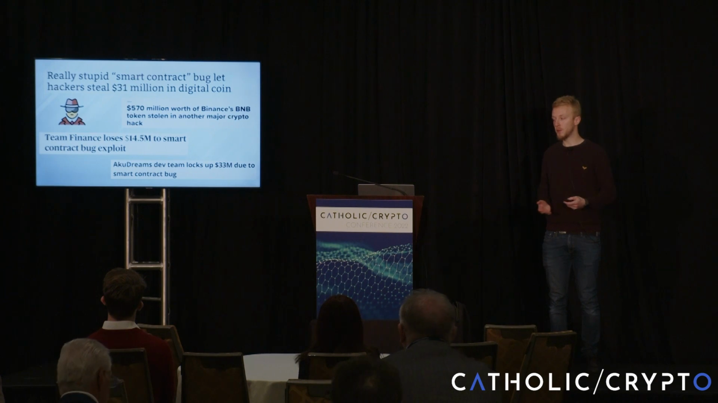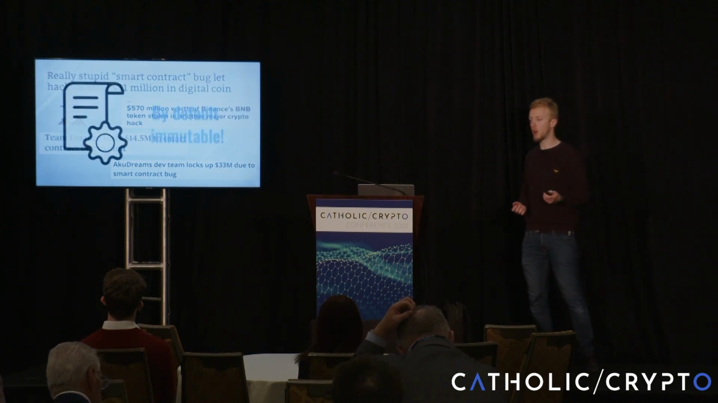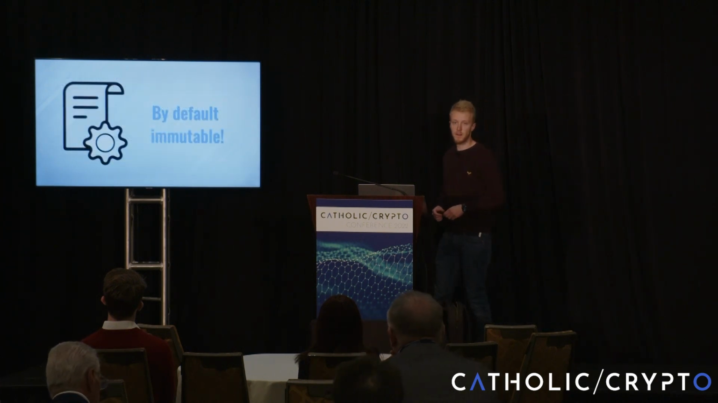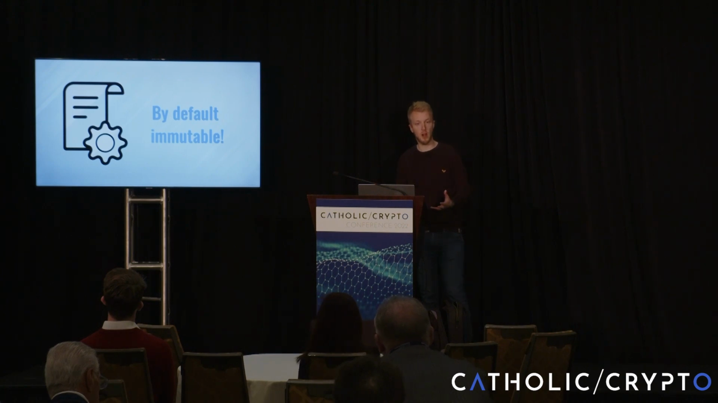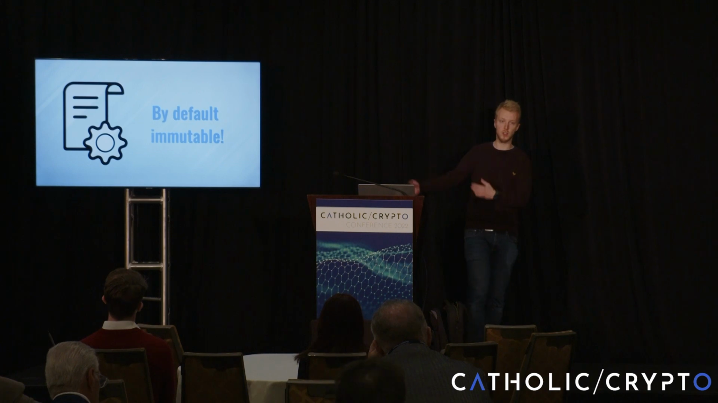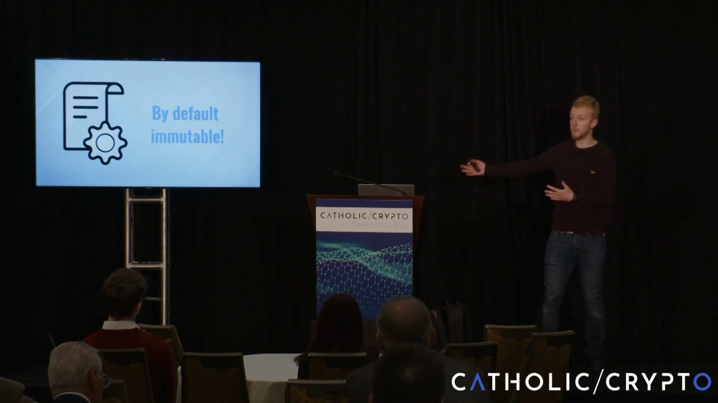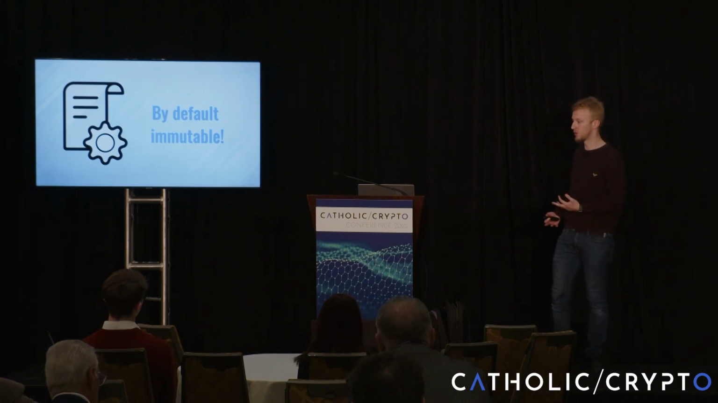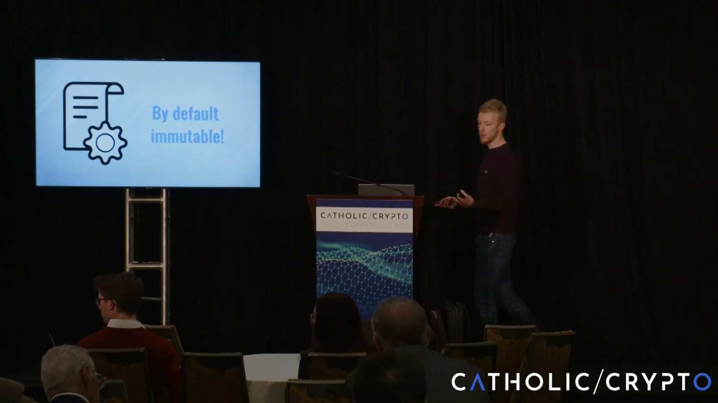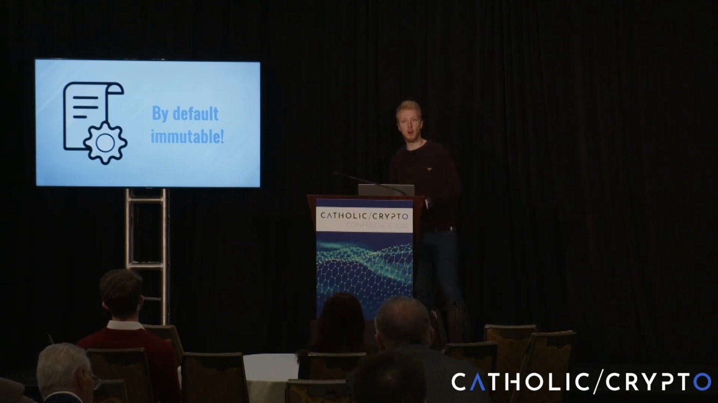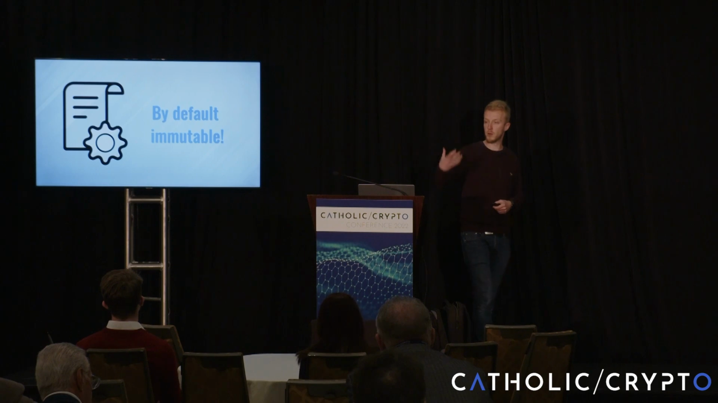And what doesn't help is that these smart contracts are immutable by default. That means that once you've created your smart contract, you've encoded all your rules and your conditions, and you discover a security issue, you cannot go around and fix it. It is set in stone. Now, luckily, there are some ways in which you can upgrade smart contracts.